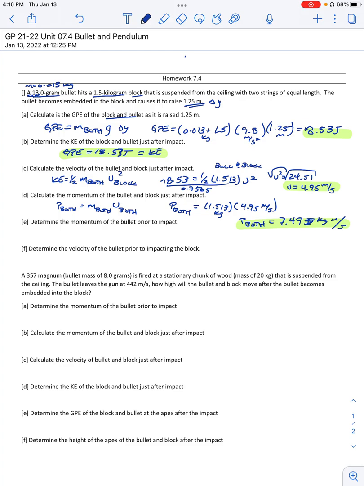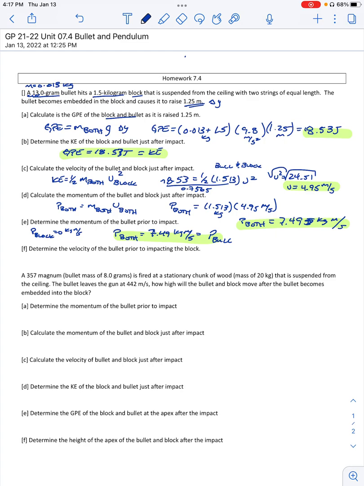Determine the momentum of the bullet prior to the impact. Well, prior to the impact, the bullet is the only one that has momentum because it hits the block that's suspended. So if we talk about the block having 0 kilogram meters per second, because it's not moving, then that means that the momentum of both, which is 7.49 kilogram meter per second, had to come from just the bullet. This one is okay to be the same, because remember, momentum before, momentum after are going to be the same for us there all the time.